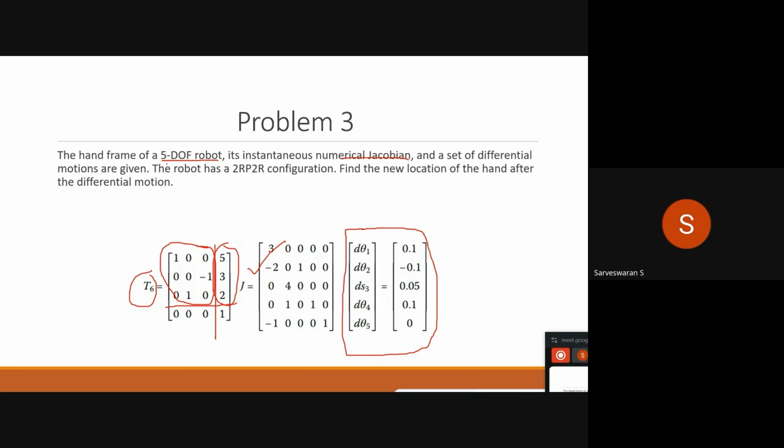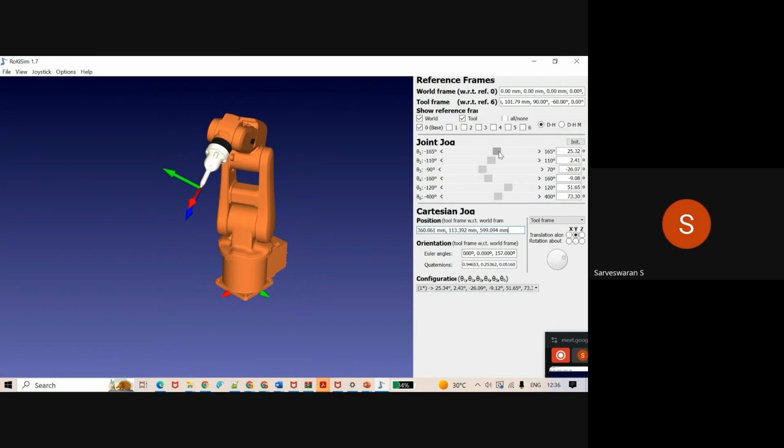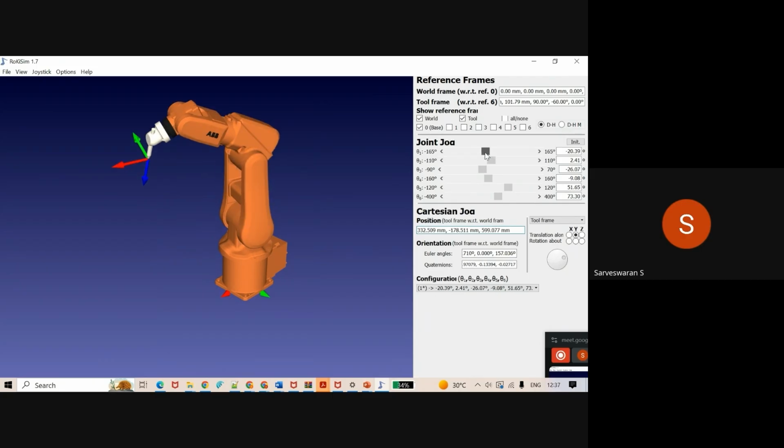Initially, the hand frame of a 5D wave robot. This is the initial matrix T6, and this is my robot position. Its Jacobian is also provided, and we are also providing some differential motion at joint level. Joint level in the sense we are not moving the end effector. We are providing some theta one. So now ultimately you can see that there is a change in your position when you provide some joint movements.